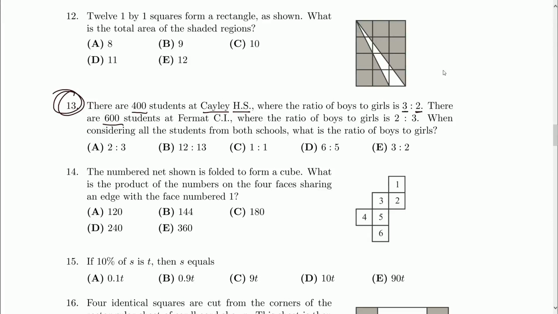There are 600 students at Fermat, I'm going to guess this is Collegiate Institute. I'm not entirely sure what the difference between those is. Is a collegiate institute just like a high school that's really advanced? Maybe somebody can leave me a comment explaining it to me, because I don't think I've ever learned.